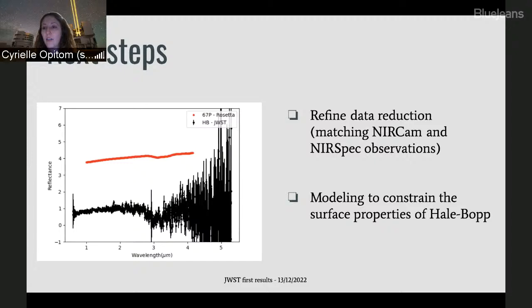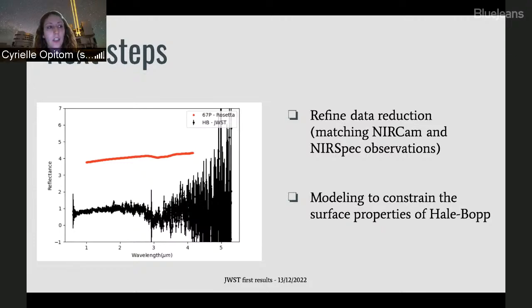So we need to refine the data reduction to refine the uncertainties so that we could put meaningful limits on the presence or not of absorption bands at 1.5 and 2 microns, and also match the NIRCam photometry to the NIRSpec observations. And we also need to do some modeling to constrain the surface properties of LBOB and to see if what we see can still be consistent with water ice on the surface and with a high albedo, or if we need to search for other explanations. So that's something to come.